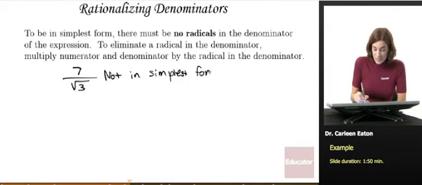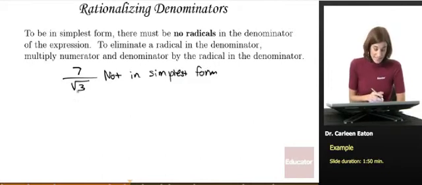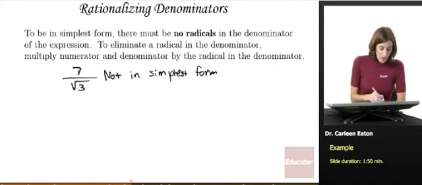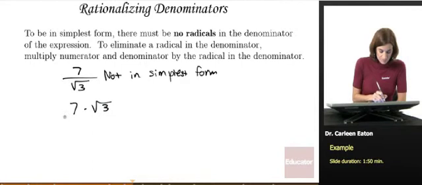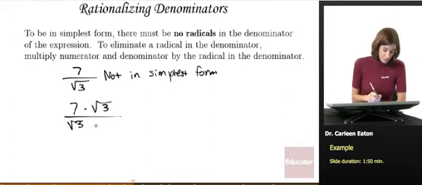The technique to get the radical 3 out of the denominator is to multiply the numerator and the denominator by the radical in the denominator. Okay, I'm looking at this, and my radical in the denominator is the square root of 3. So I'm going to multiply both the numerator and the denominator by the square root of 3.